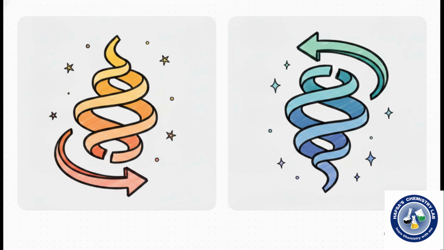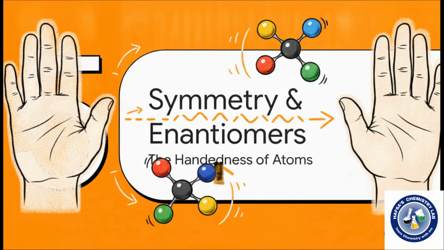If the substance rotates the plane polarized light towards the right in a clockwise direction, we call it dextrorotatory. We represent that with a small d or a plus sign. Conversely, if it rotates the light towards the left, anti-clockwise, we call it levorotatory, represented by a small l or a minus sign. It's a very subtle optical activity, but it reveals a profound geometric truth about the structure of that molecule. Which perfectly tees up part 5, symmetry and enantiomers.